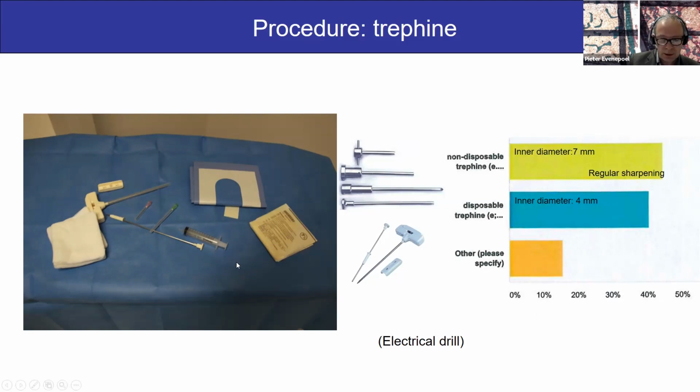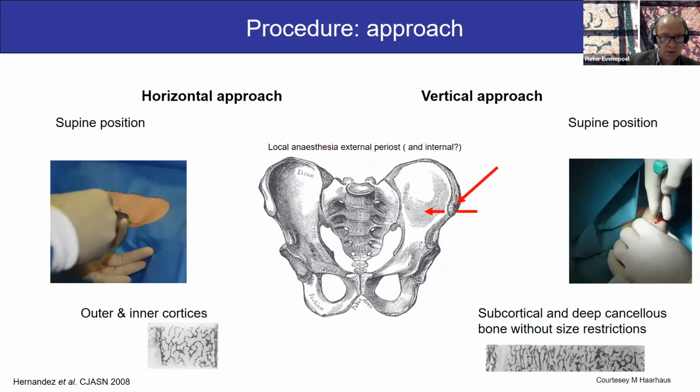Then we have the patient in a supine position, and we can perform the bone biopsy in two ways. On the one hand, there's the horizontal approach, where, as the name says, you approach the ilium horizontally. And we also have the vertical approach. This is a slide coming from Mathias Haarhaus. He performs the vertical approach in his unit. In Leuven, we use the horizontal approach. Both are comparable in that they both will yield sufficient material.